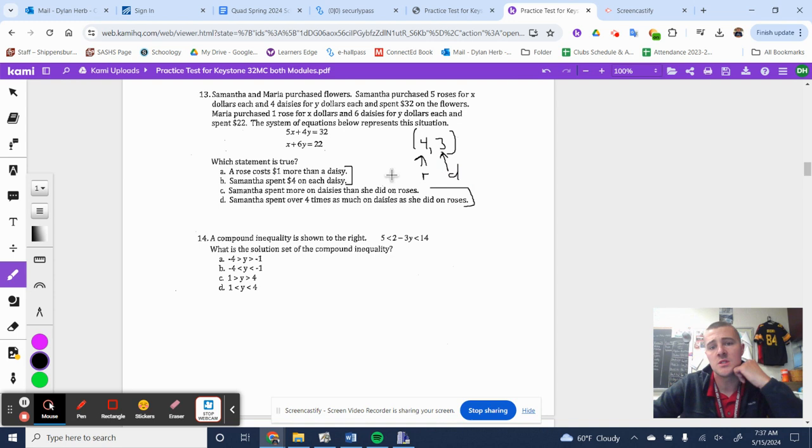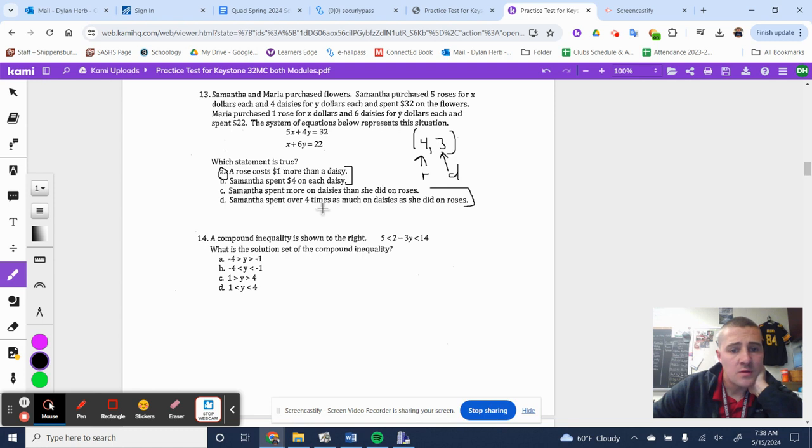So we've got to figure out which one of these is true. A rose costs $1 more than a daisy. And if roses are 4 and daisies are 3, then that is $1 more. So A should be correct. It is good to go ahead and check and make sure these other ones are not correct. It says Samantha spent $4 on daisies each day. Daisies are $3, so that's not true. She spent more on daisies than she did on roses. That's not true because she bought more roses than she did daisies, and also the roses are more expensive.